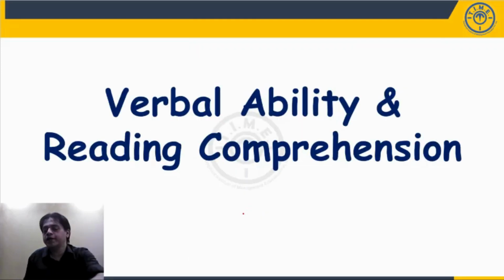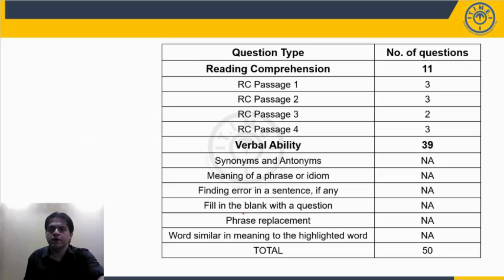Now in the verbal ability and reading comprehension section, there were 4 RC passages given, totaling 11 questions. So there were 3 passages with 3 questions each, and 1 passage with 2 questions. So total 11 questions in RC format, and all the other 39 questions were verbal ability. Those questions were grammar based and vocabulary based.